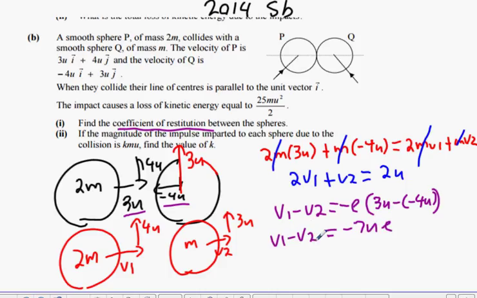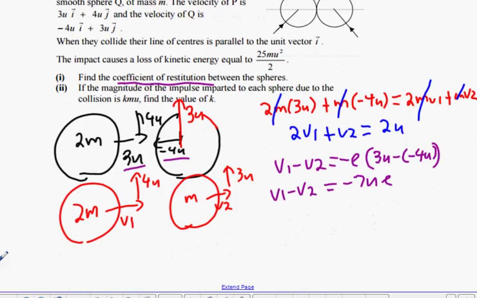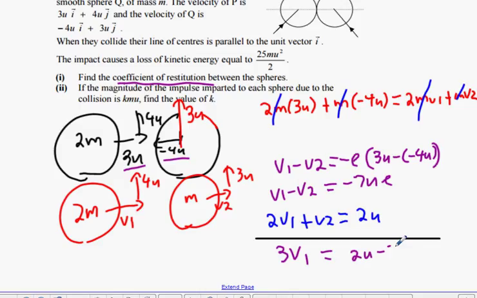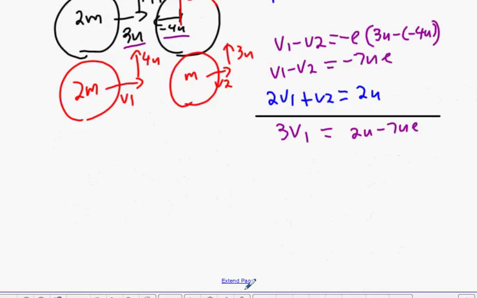I suppose I should isolate v1 and v2. That might help me out a wee bit. Happy enough with that? Okay, so let's isolate v1 and v2. Take this one and put it underneath the last one. Now what are we getting here? 3v1 is minus 7ue plus 2u. v1 therefore is 2u minus 7ue over 3, or any factorized version of that.